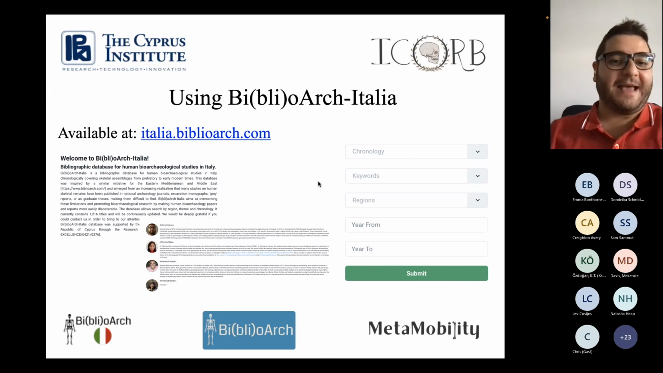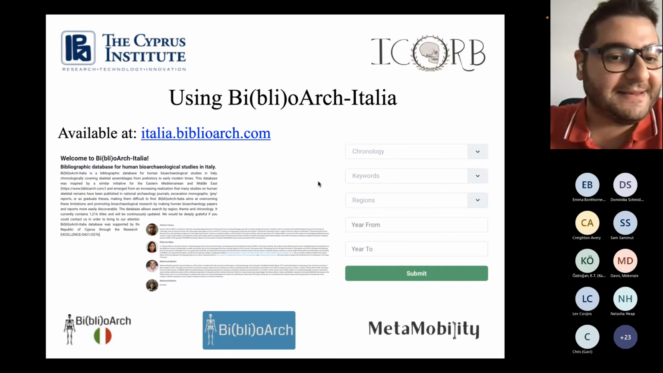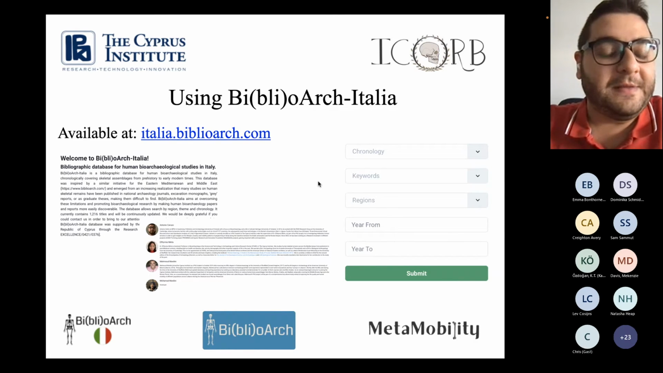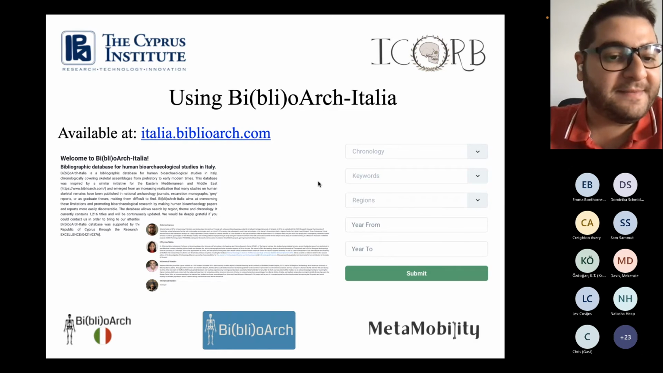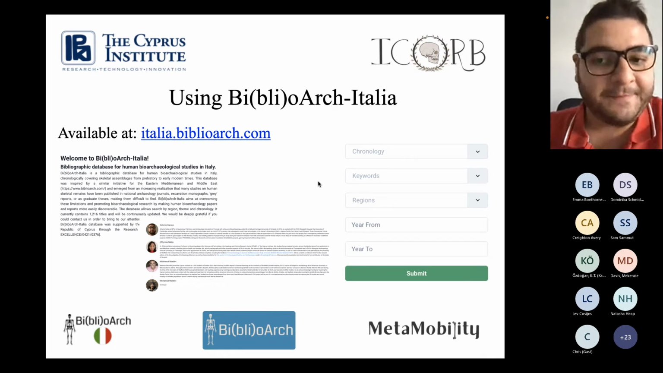Now, using Biblioarch-Italia. Biblioarch-Italia is already available at the link italia.biblioarch.com, and it contains 3 main pages. The first page is a brief presentation with also information about the support funding for this project. Then we have a page dedicated to our team, and the main page for the data, where you can actually make the search with all of the previously explained filters.